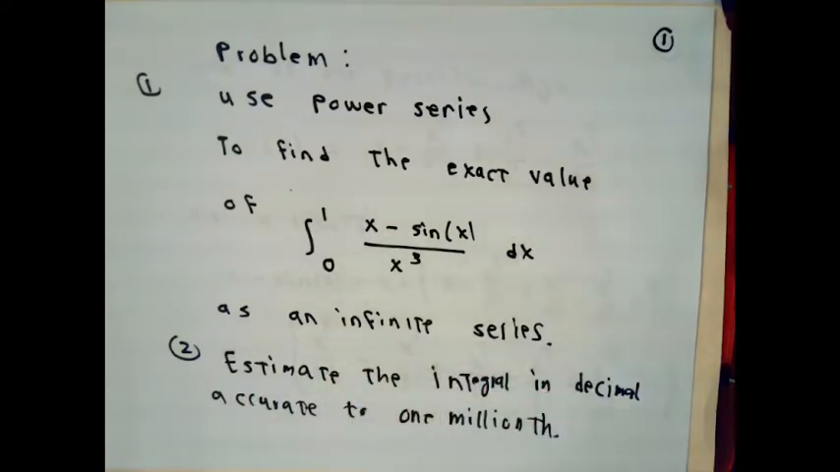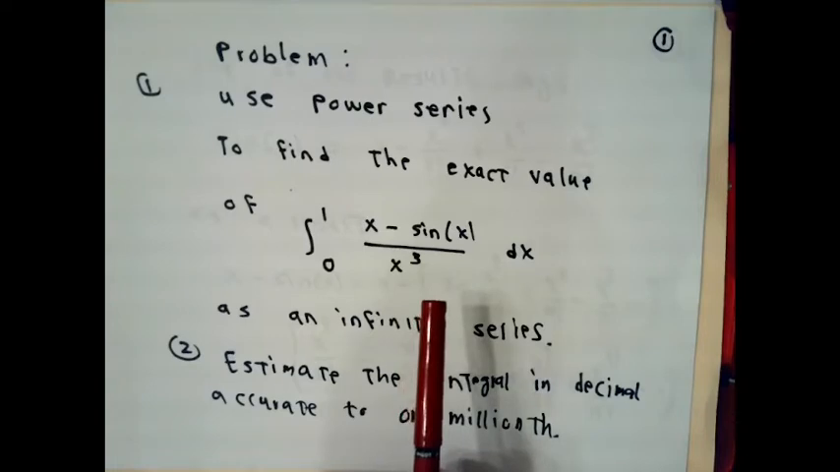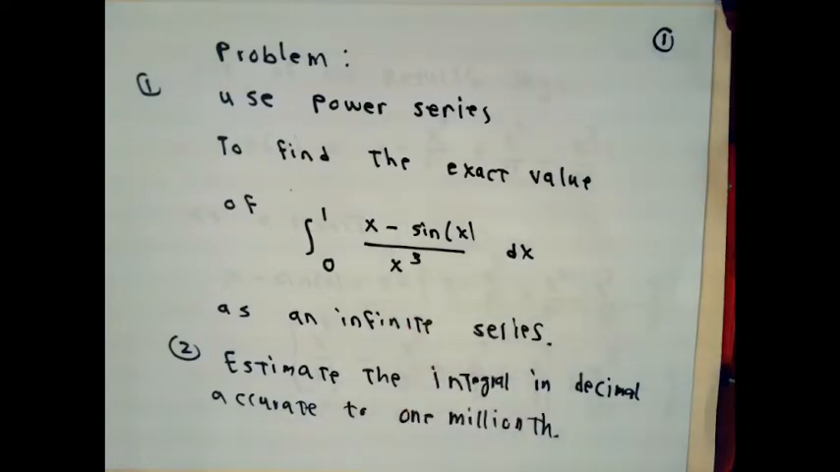Then I want to write down an estimate of the integral in decimal to within 1/1,000,000th. I want to write down a number that differs from the true value of this integral by no more than 0.000001, or 10 to the minus 6 if you like scientific notation.